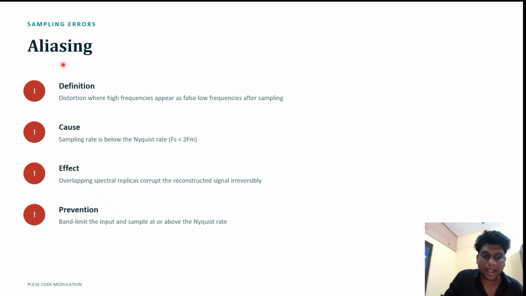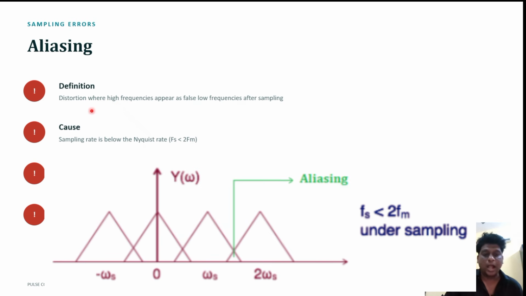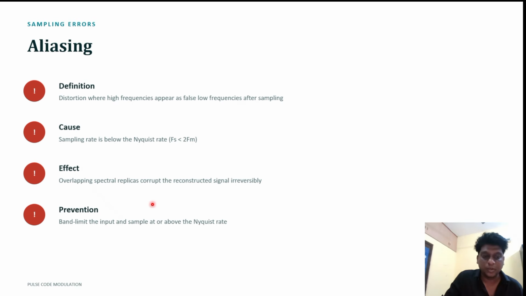Aliasing is a distortion where high frequency components appear as false low frequency components after sampling. How can we prevent this? We prevent it by band limiting the input signal and making sure the sampling rate is above the Nyquist rate.